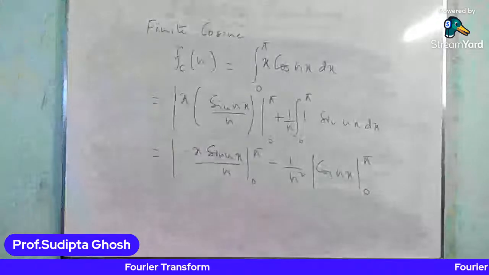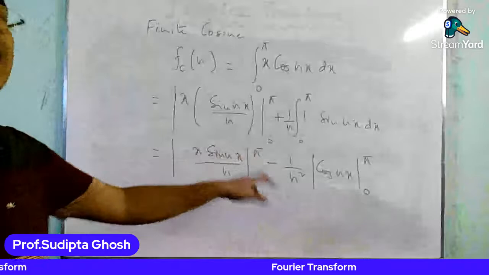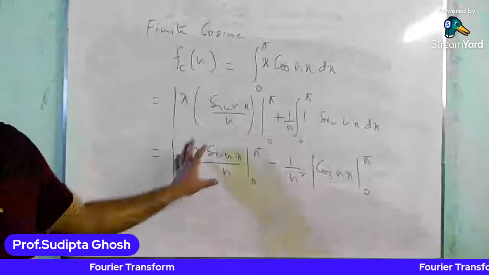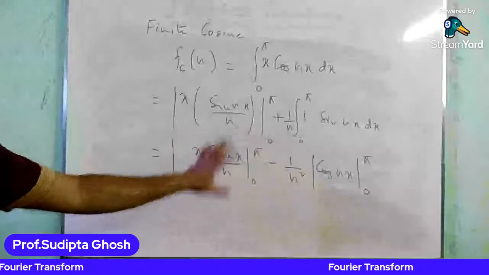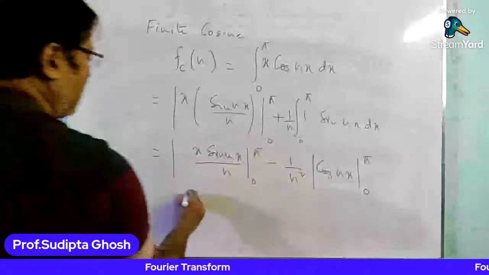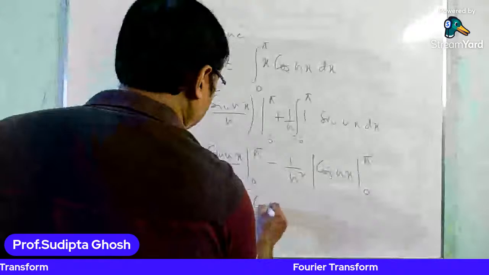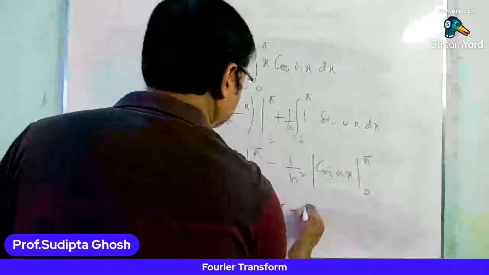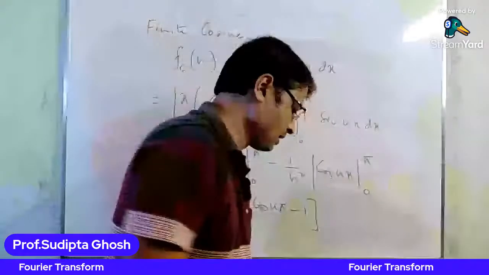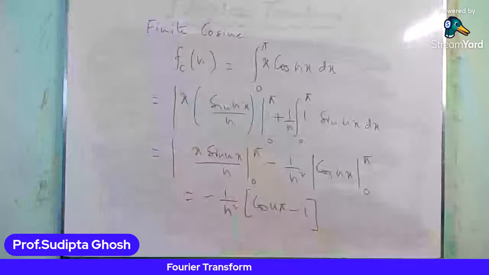Now by putting the limit of pi, that is sine n pi means 0, and again for the lower limit 0, the value remains 0. So omitting this value, we have minus of 1 by n square into cos n pi minus cos 0, that is 1.